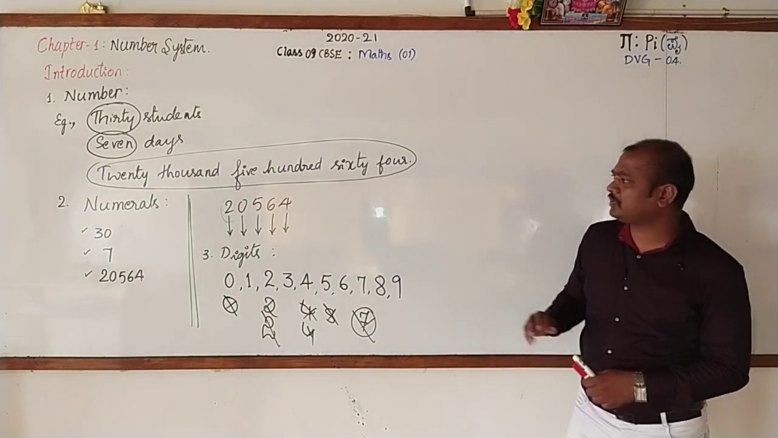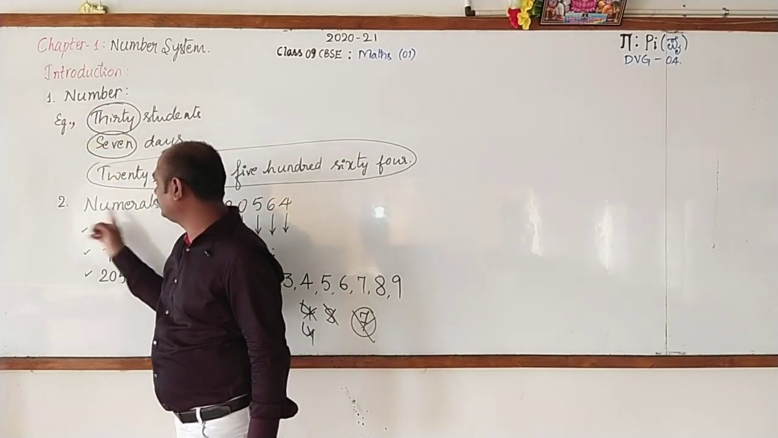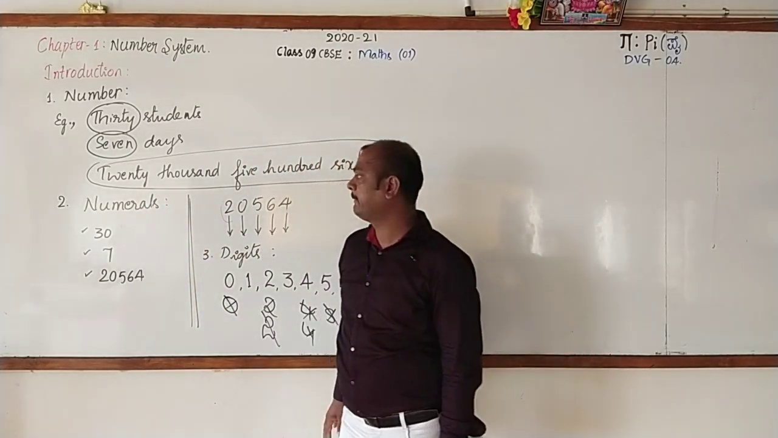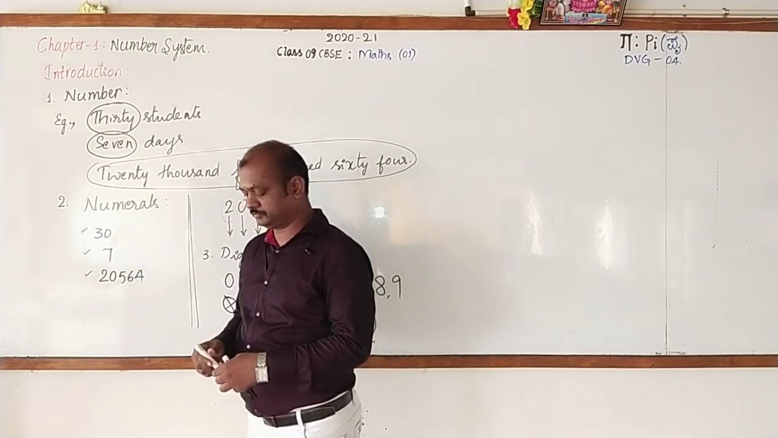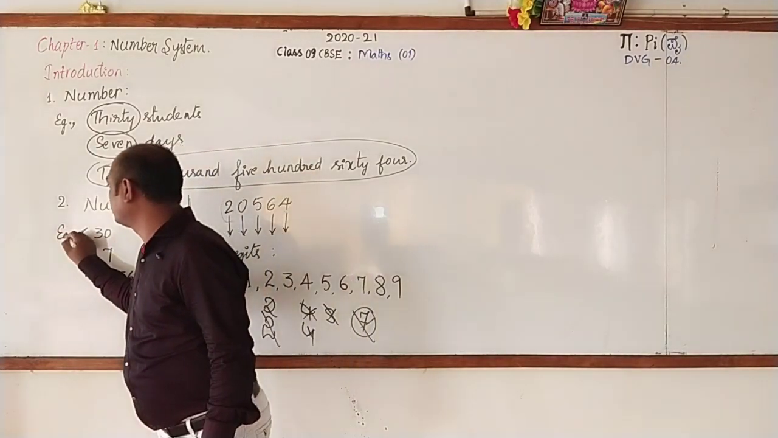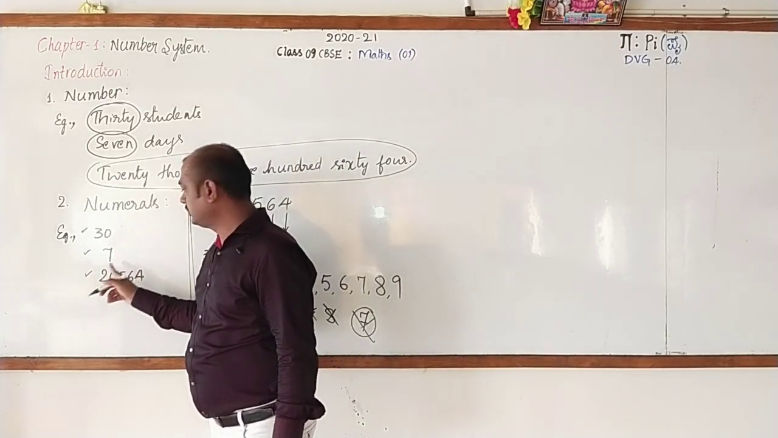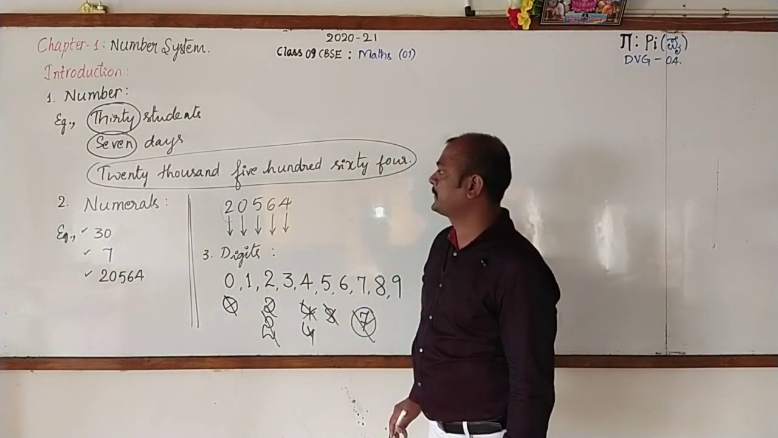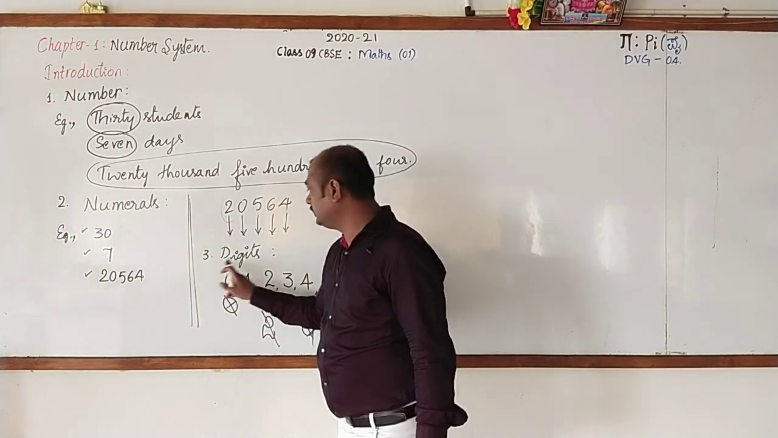Now just go for copying from here. Already I have copied about number, now numerals. No need to write the definition. Just copy whatever I have written on the board. Right. Numerals. Examples. First example 30. Second example 7. And third example 20,564. That's it. Next, come to the third one, digits.